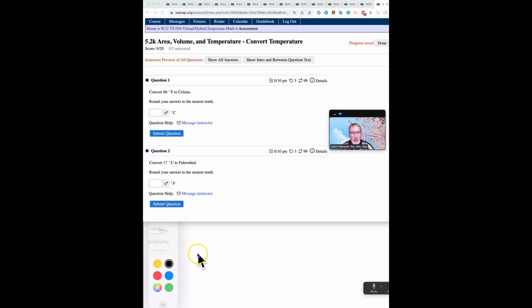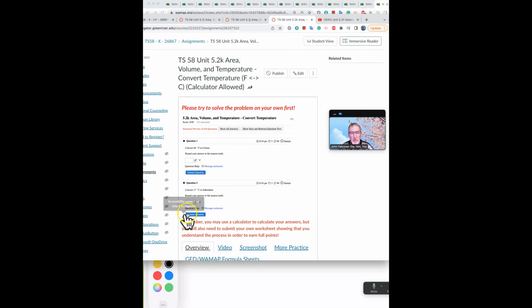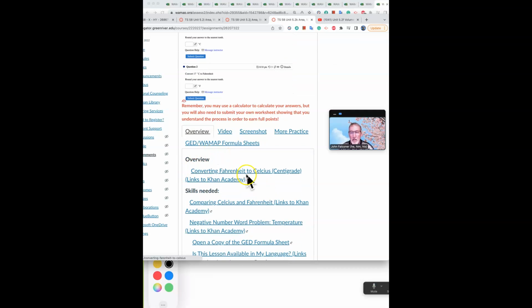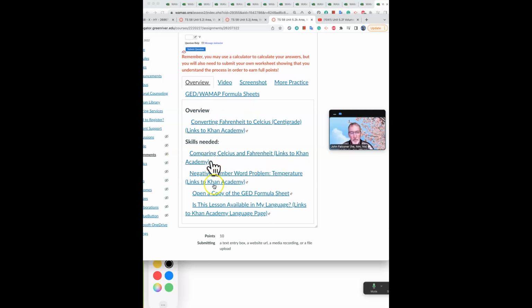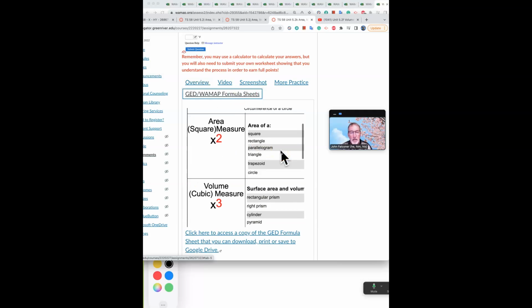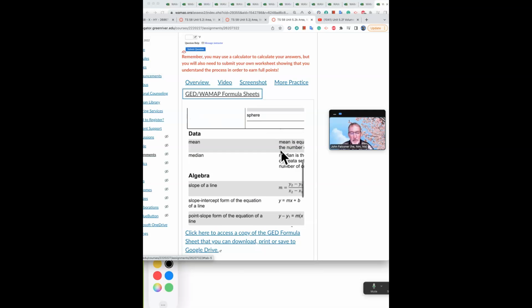Hello everybody. We're going to take a look at Unit 5.2K, and today's unit is converting temperature between Fahrenheit and Celsius. You can read about this or watch videos about this at Khan Academy in the Overview tab. And you can also go to the GED WAMAP Formula Sheet tab to find the formula for converting Fahrenheit to centigrade and centigrade to Fahrenheit.